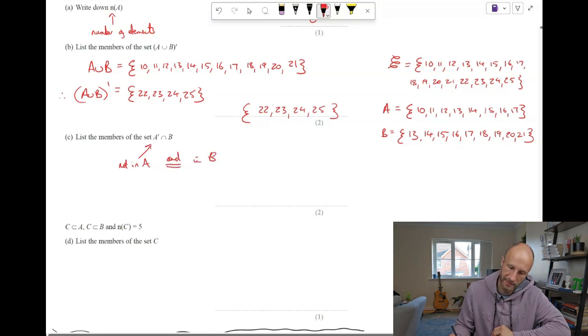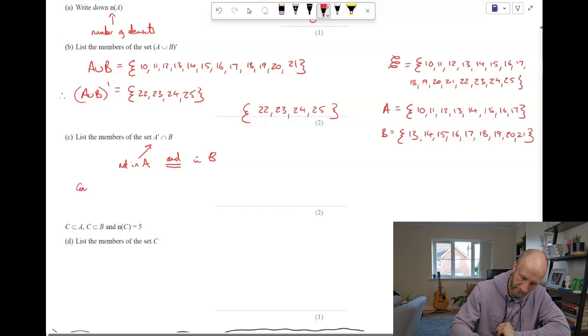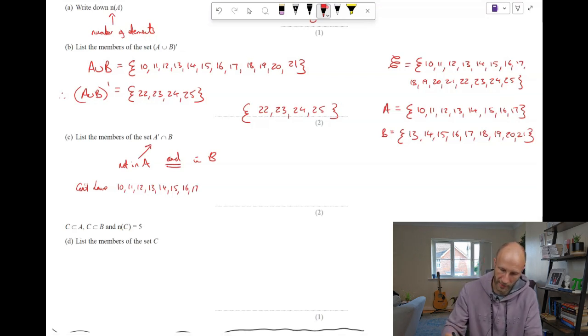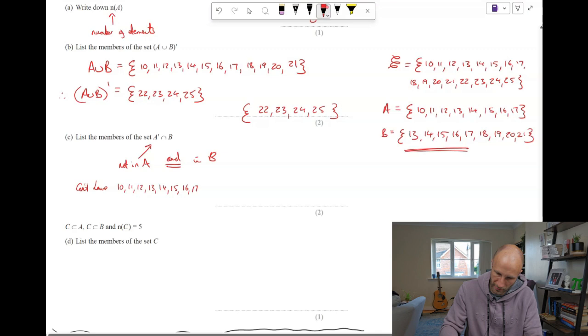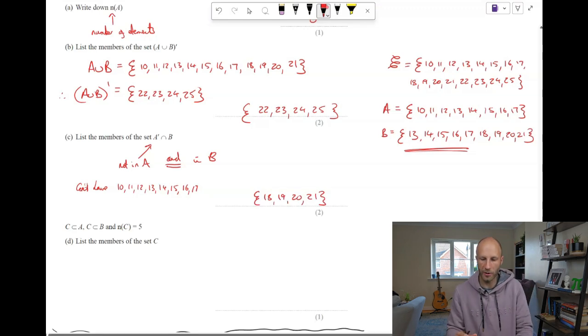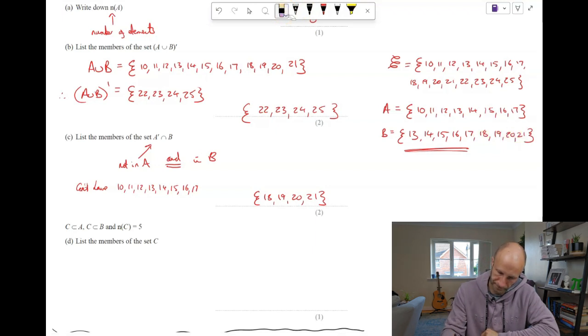So not in A means I can't take these, because they're all in A. So I'm not allowed to have those, but it's got to be in B as well. So if I look at that, this rules out kind of this part of B, but that would leave me with 18, 19, 20, and 21, which are definitely in B. Here they are. But you can see just by looking above, they are not in A.